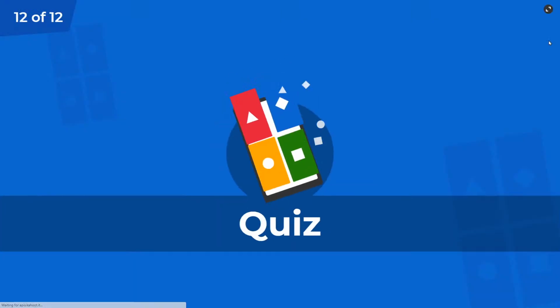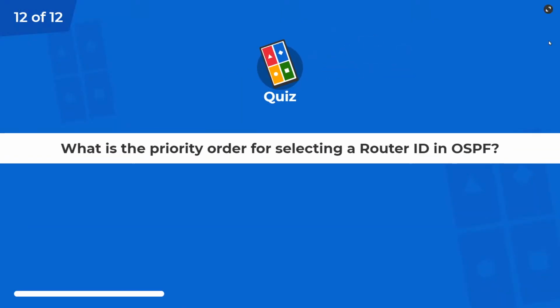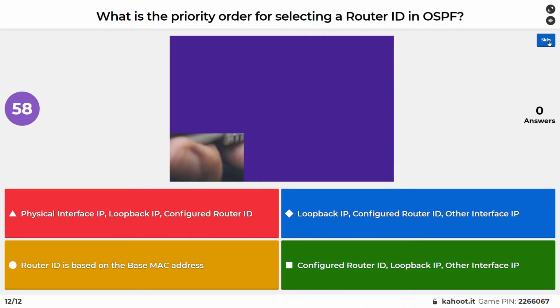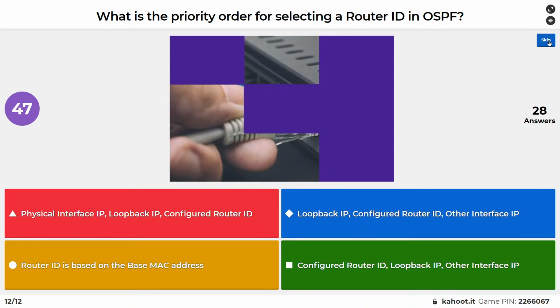All right, moving on. This is the last question. What is the priority order for selecting a router ID in OSPF? Oh my gosh. We have covered this as well. The faster you answer correctly, the more points you get. Here's Keith Barker going silent for a few seconds.